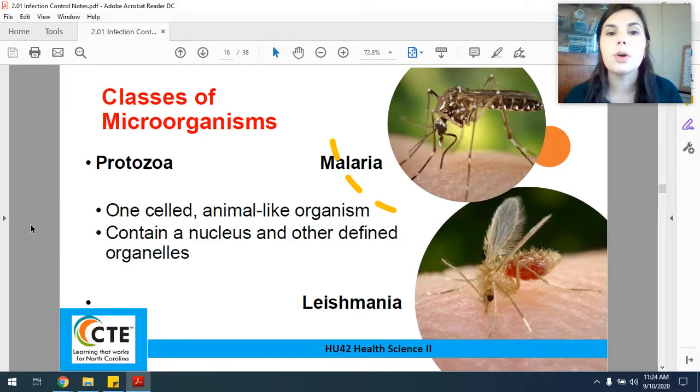Next, we have the protozoa class. Protozoa are things like malaria and leishmania, I think that's how you say it. And protozoa are one-celled animal-like organisms which contain a nucleus and other defined organelles similar to other animals.